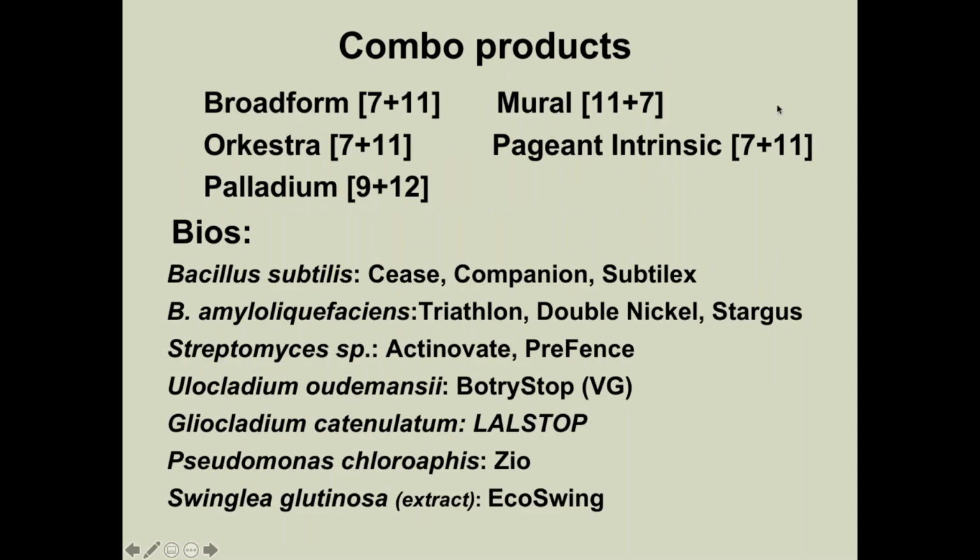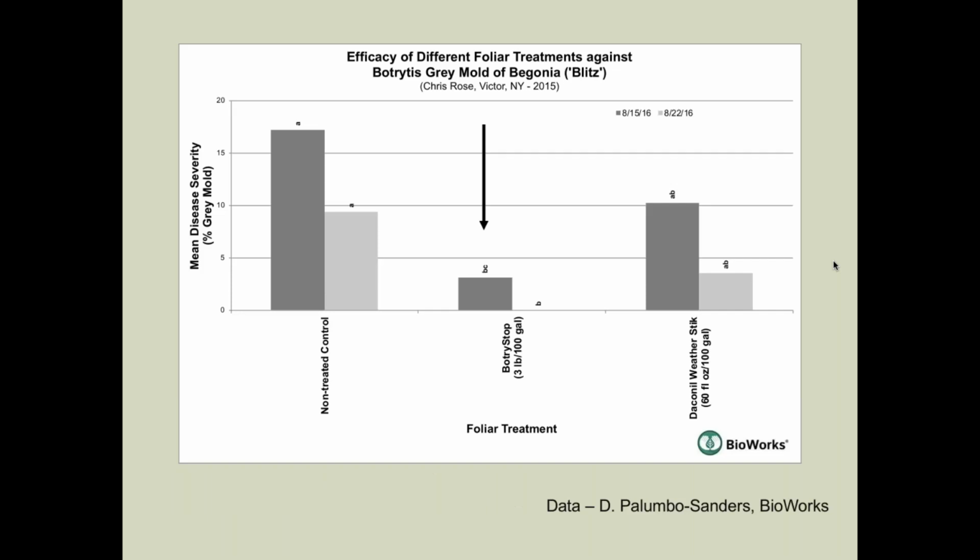There's also a number of combination products, and notice that Broadform, Orchestra, Mural, and Pageant Intrinsic all contain a group 11 fungicide, so try not to rotate between those products. Lots of biologicals that are registered for this that are pretty effective as well. So please think about incorporating some of these into your toolbox as a rotation partner for some of our more conventional pesticides.